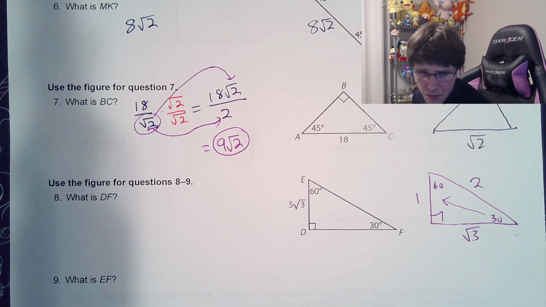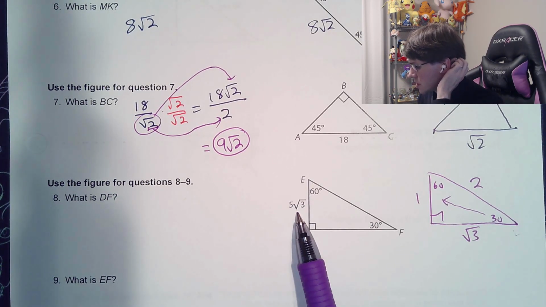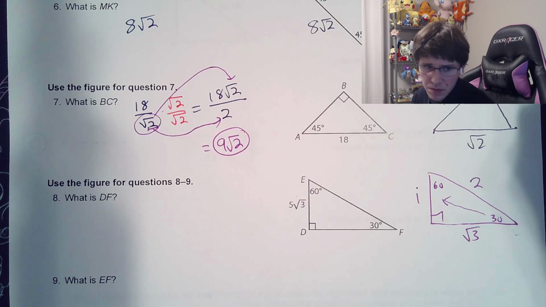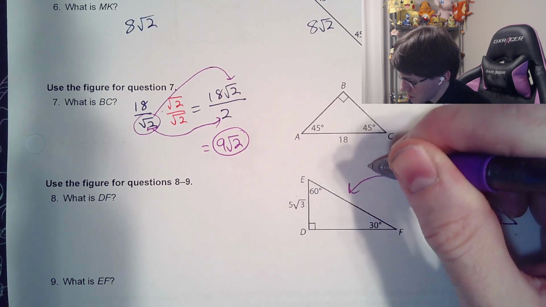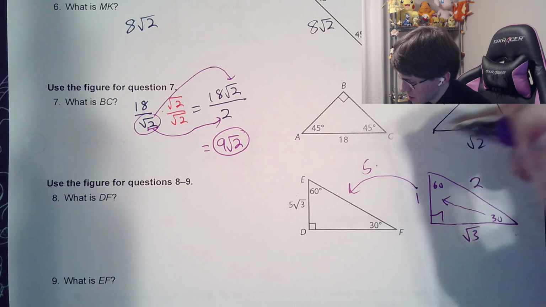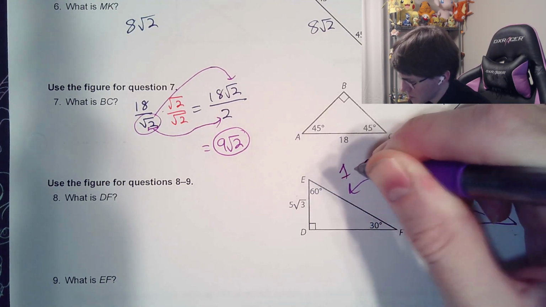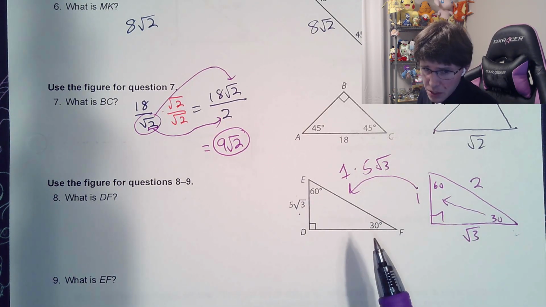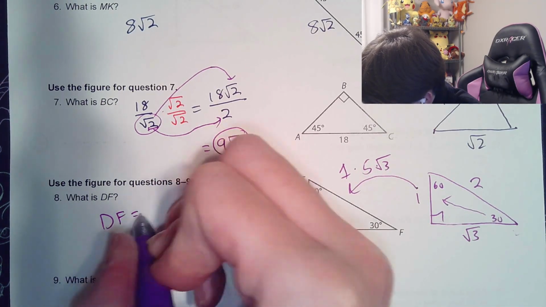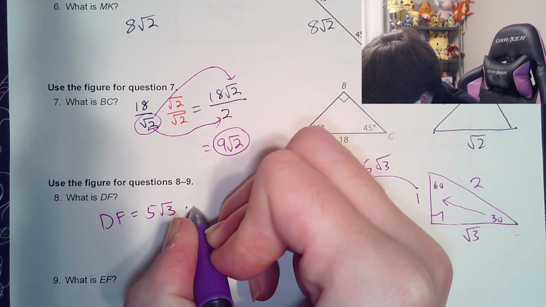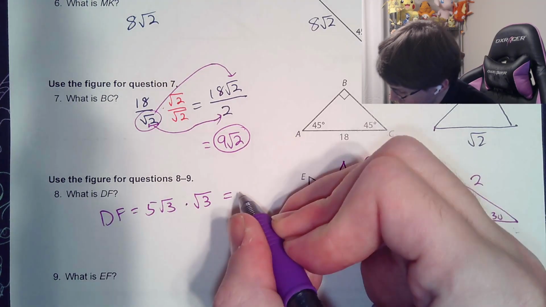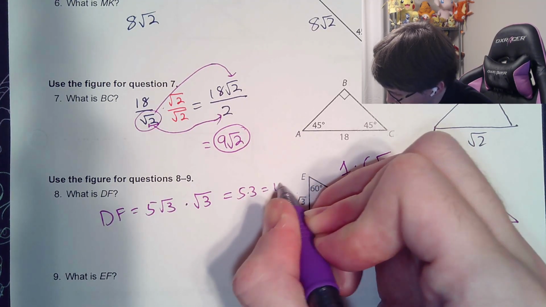So the deal here is they're trying to trick you with the square root of 3 kind of in the wrong position. So to go from this triangle to this triangle, we have to multiply by 5 times square root of 3. So you're going from here to here, you're doing 1 times 5 square root 3 to get to this side over here. So for here you can do 5 square root 3 times square root 3. So DF is going to be 5 square root of 3, and then you're multiplying by that square root of 3. When you get that, the square root of 3 times the square root of 3 is just 3. So we're going to have 5 times 3, which is 15.